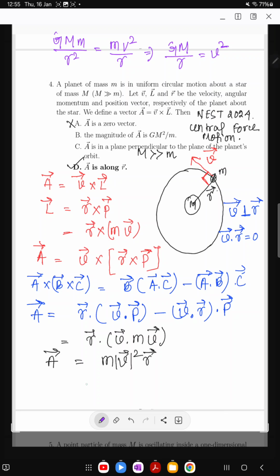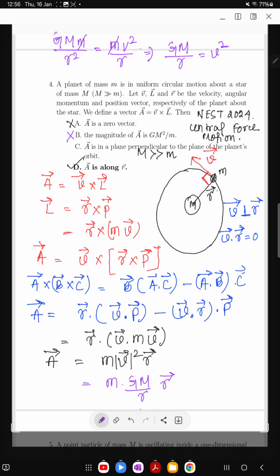So this value will be m times G M by r, times the r vector. So the value of A will be capital G capital M small m by r into the r vector. So option B is correct.